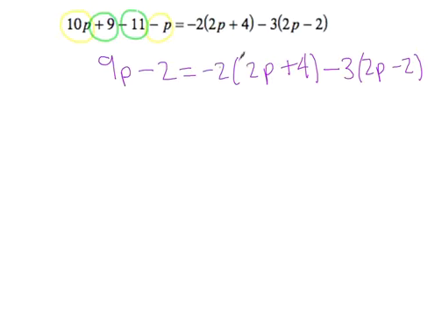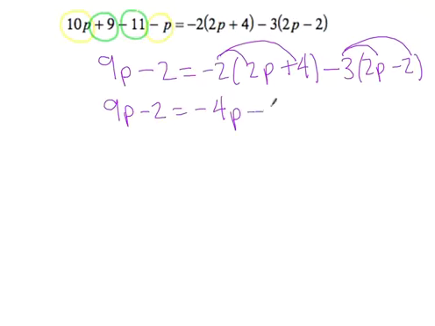Now to clean up my right side, I'm going to distribute out the negative 2 to the first set of parentheses, and then the negative 3 to the second set of parentheses. I'll keep the left side because I didn't do anything with that yet on this step. Negative 2 times 2p gives me negative 4p. Negative 2 times 4 gives me negative 8. Negative 3 times 2p gives me negative 6p. And negative 3 times negative 2 gives me positive 6.